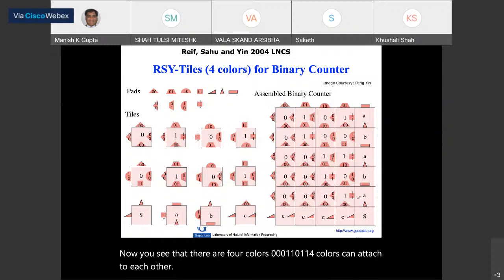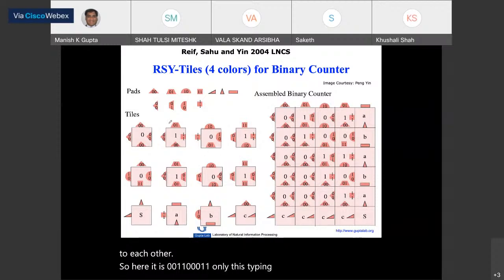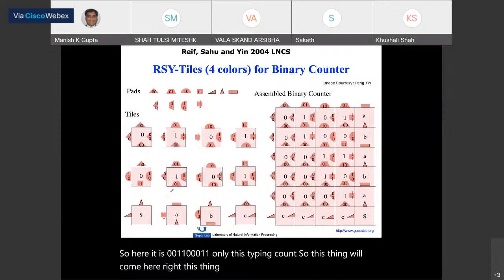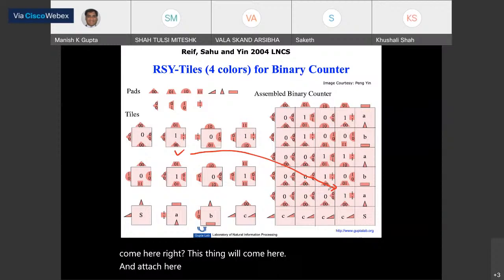So here it is 0, 0, 1, 1. So 0, 0, 1, 1, only this tile will come. So this thing will come here, right? This thing will come here and attach here, right? Like that, the whole growth will be there.